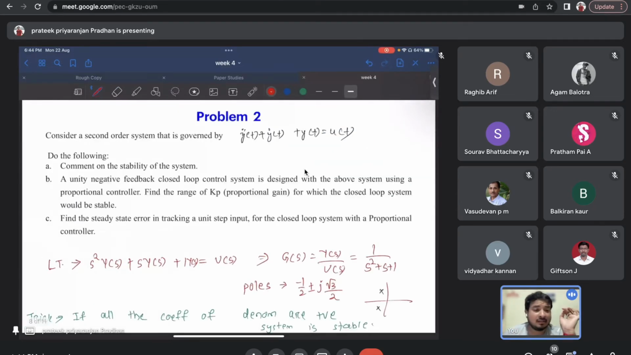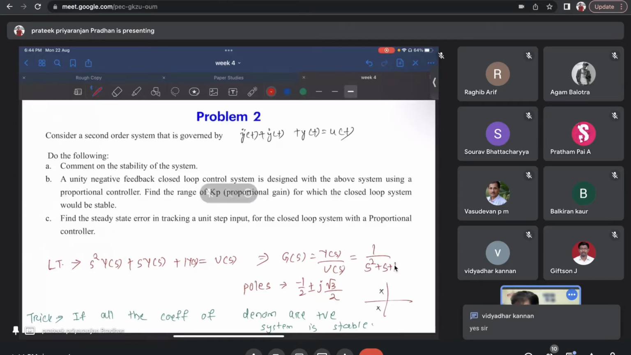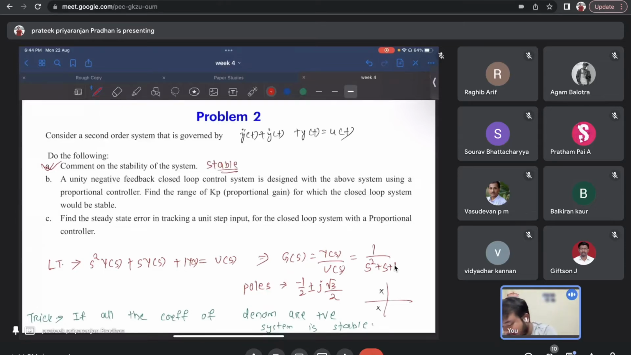Is it clear? Can I get some yes or no's? Okay, Ragit says yes, and Vidya also says yes. Okay, thank you. Next, this question is done. This is stable. Next, come to the second question.